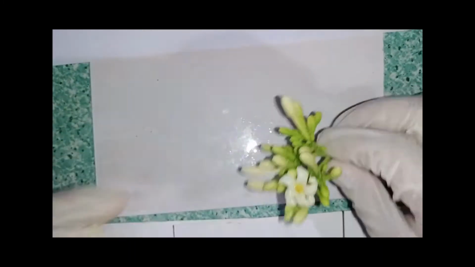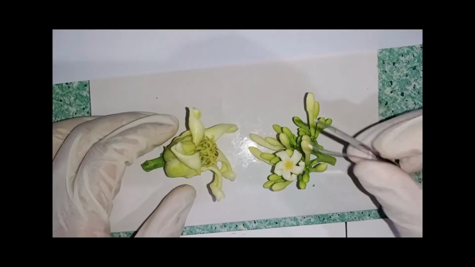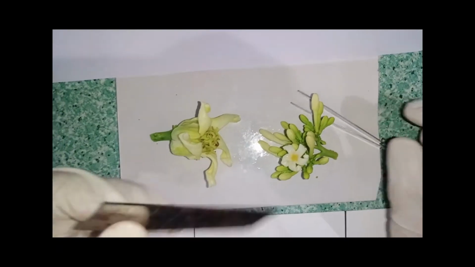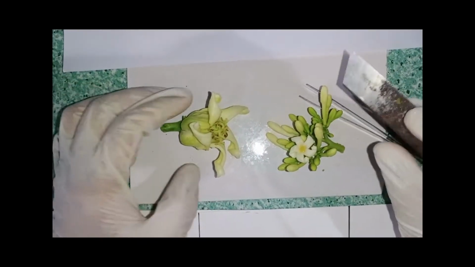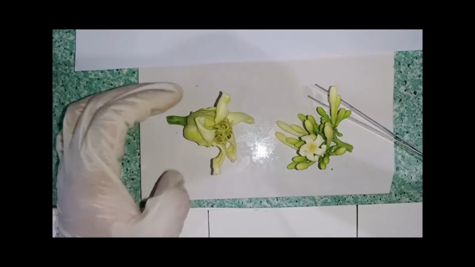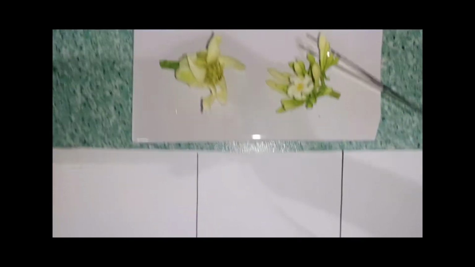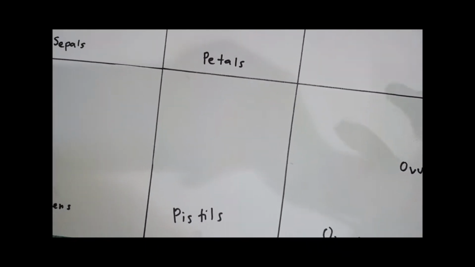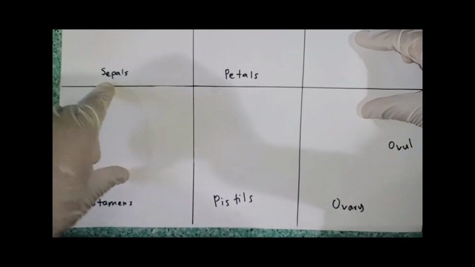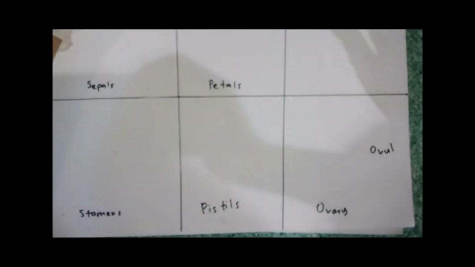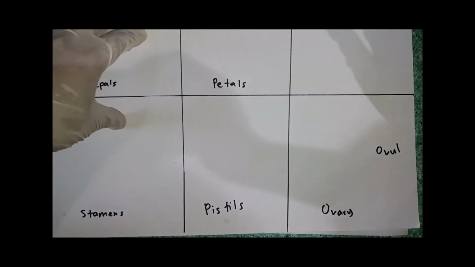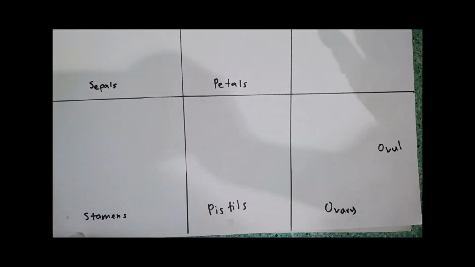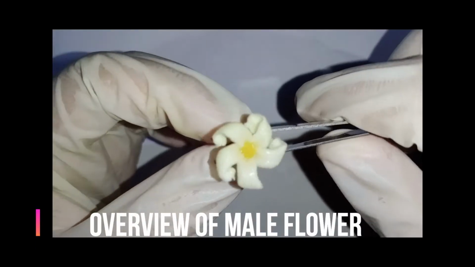And then we also need the tray for our dissection place, and we use forceps and a razor blade to cut sections of the female flower and male flower. Down here I have made a table with 6 columns: sepal, petal, stamen, pistil, ovary and ovule. After we dissect the male flower and female flower, we will put the parts in these columns. Okay, so we will do the male flower first.